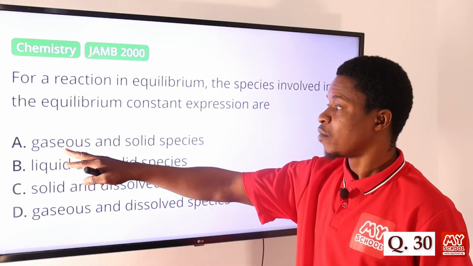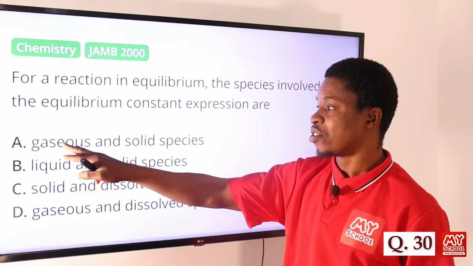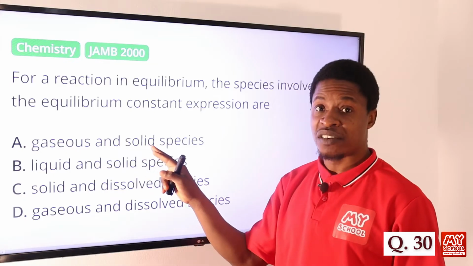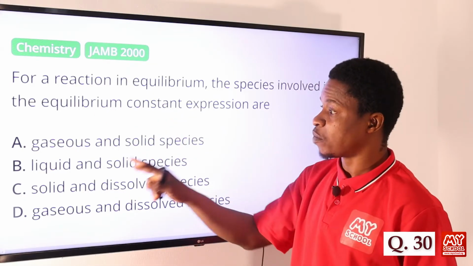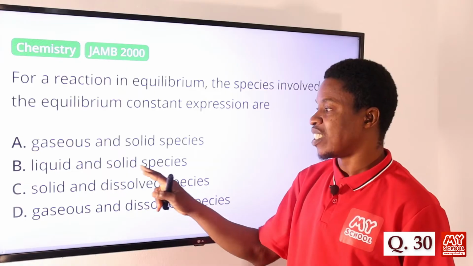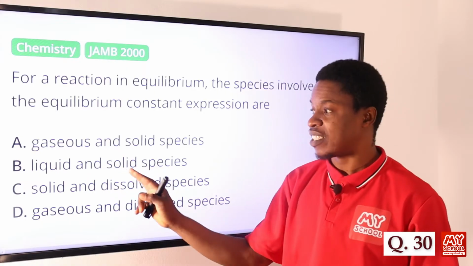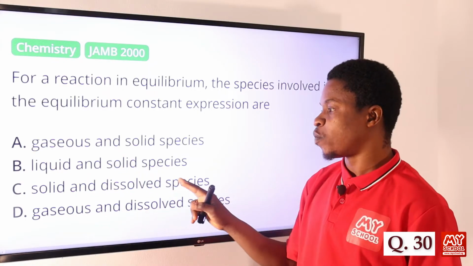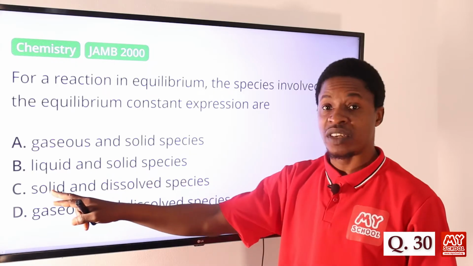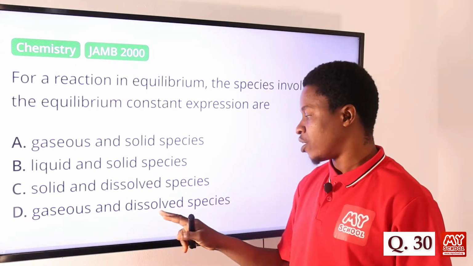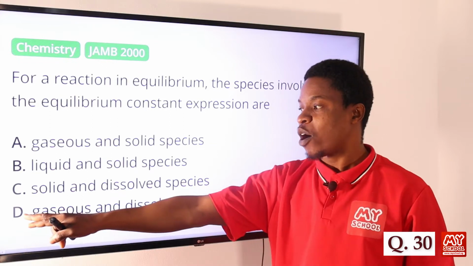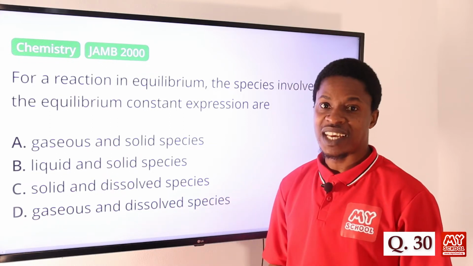So option A, we have gaseous and solid. Gaseous is correct, but solid species we do not record when it comes to the equilibrium constant expression. Liquid and solid species, no, we do not record solid species. Solid and dissolved species, yes, dissolved is correct, but solid is not. But gaseous and dissolved species, so option D is the correct answer.